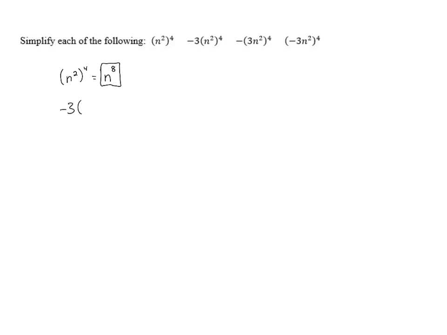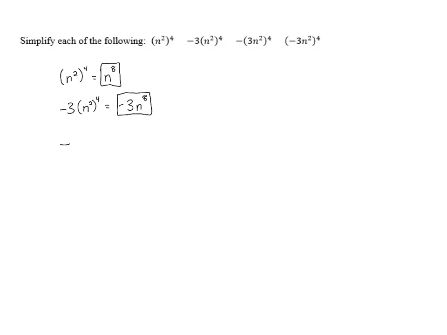Let's take a look at the other ones, though. Here we've got negative 3 times n squared to the fourth. Now in this problem, this exponent of 4 is on the parentheses, so it only affects what's inside the parentheses. It doesn't have any bearing on that negative 3. So the negative 3 is going to stay out front, and then we can use the same rule we just used. N squared to the fourth is n to the eighth. So here we have negative 3 n to the eighth.